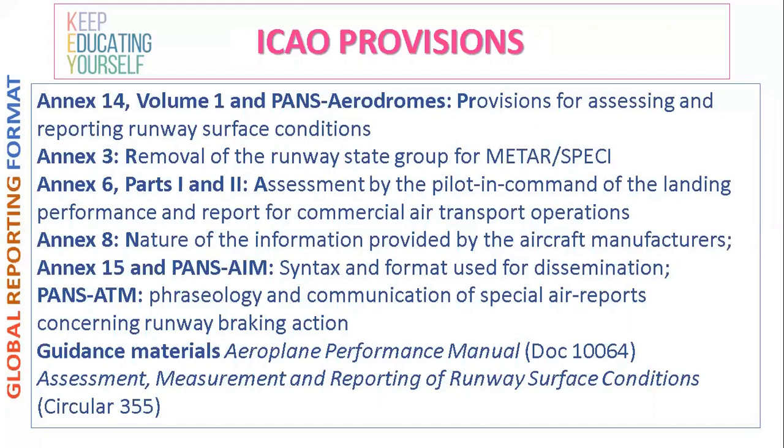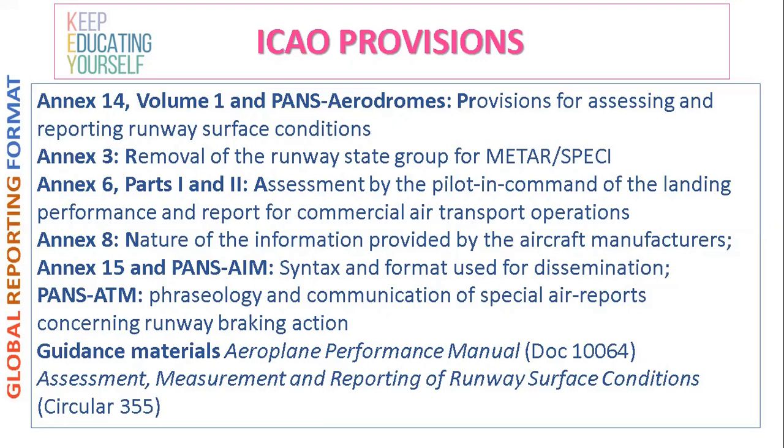So in Annex 14, Volume 1, Chapter 2, Aerodrome Data, Para 2.9, Conditions of the movement area and related facilities. Earlier, in this Para 2.9, there were 12 contaminants. Now, these have been increased to 17 contaminants. Thereafter, the procedure for reporting of water on runway is changed now.